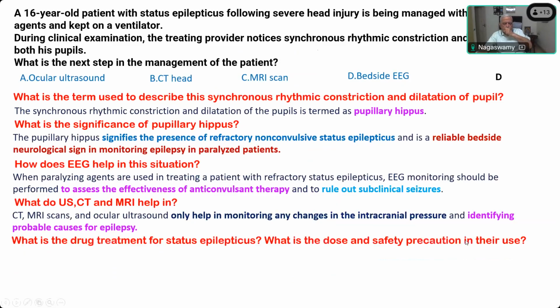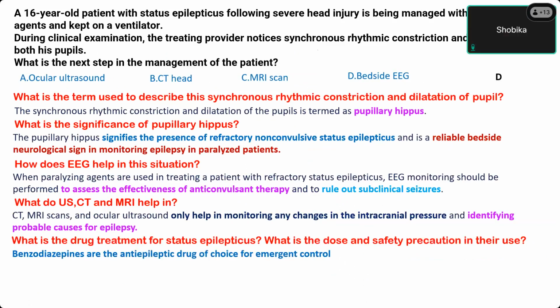What is the drug treatment for status epilepticus? What is the dose and safety precaution in their use? Intensive care question: how do you treat a status epilepticus? Can give levetiracetam, sir. Benzodiazepine is lorazepam, the drug of choice.